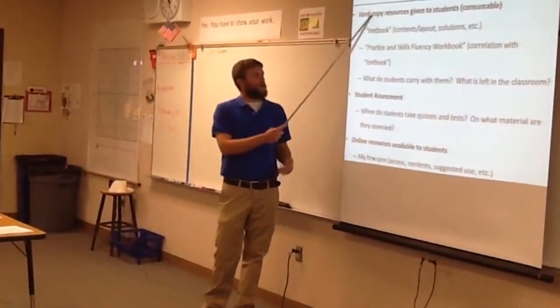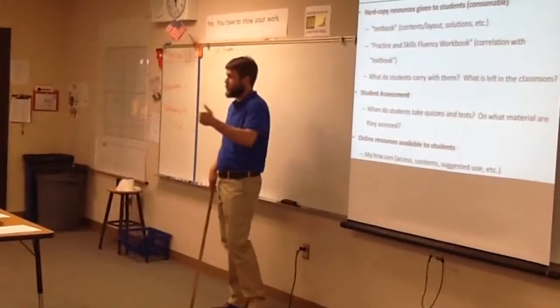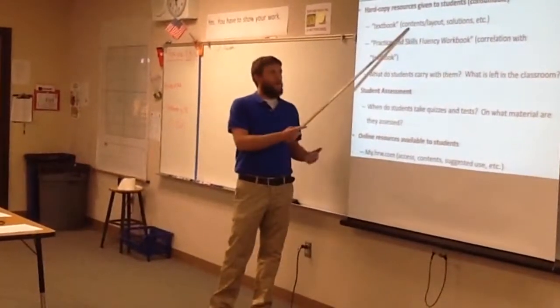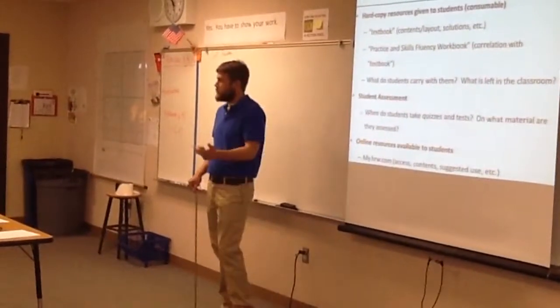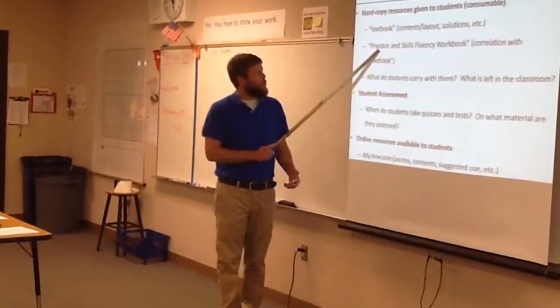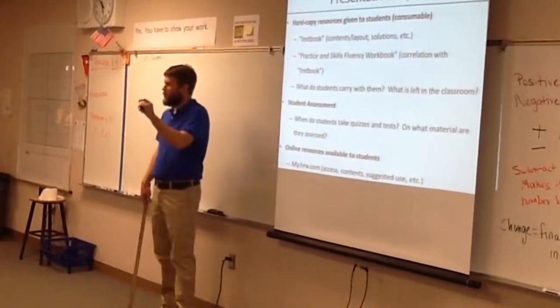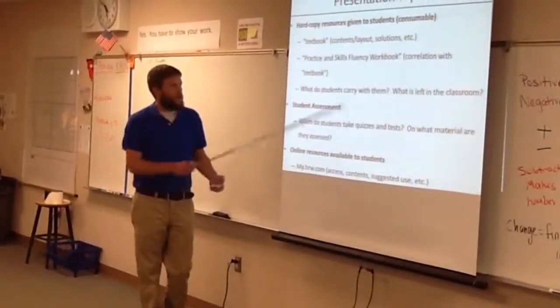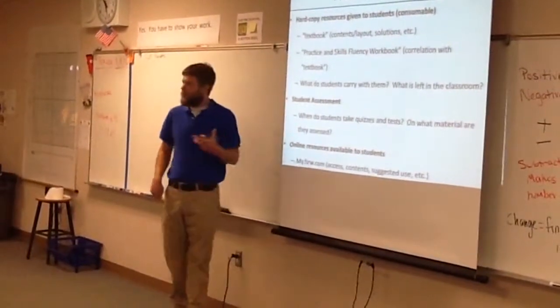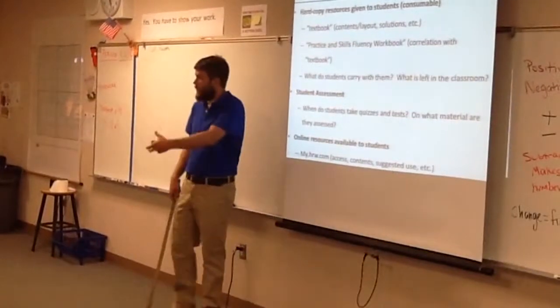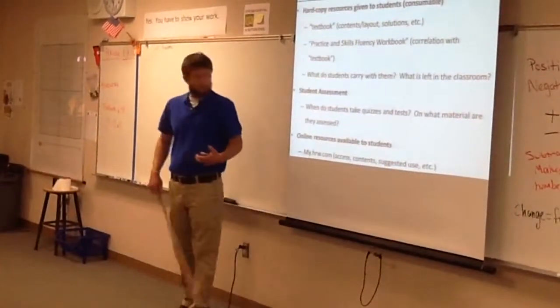Okay, so I'm going to go over 3 main topics with you guys. The first is the hard copy resources that your child actually received at the beginning of the year. We're going to talk about the textbook, what's in it, how it's laid out, where the answers can be found, that kind of thing. We'll talk about the Practice and Skills Fluency Workbook. This is the little consumable floppy book that they got. And we'll talk about kind of how that correlates with the textbook lessons. And we'll talk about what students actually keep with them and what we generally keep in the classroom.